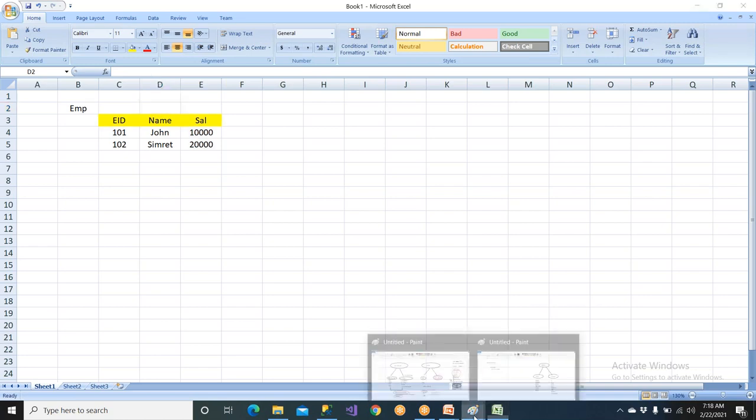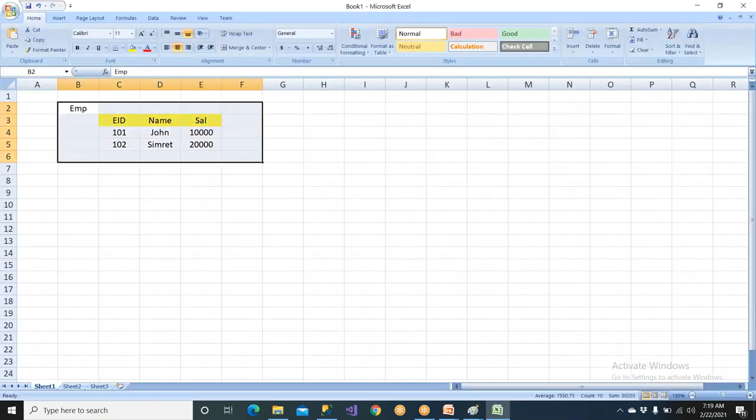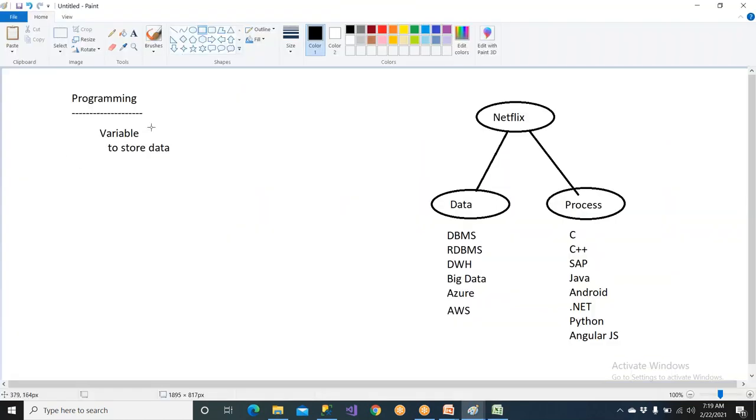But if you come to C language or C++, the first thing you should know is that C language cannot store data. If you say, hey, C language, take this data, C language will say, no, no, no, I cannot take it. Sorry. That is the first thing. But what C language has is a variable. What is a variable? It is to store the data. Data coming from where? Coming from anywhere. C, C++, Java, .NET, Python, Angular, they don't have data storage. So they can keep the data in a variable.